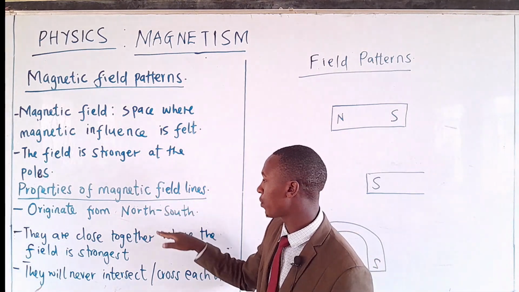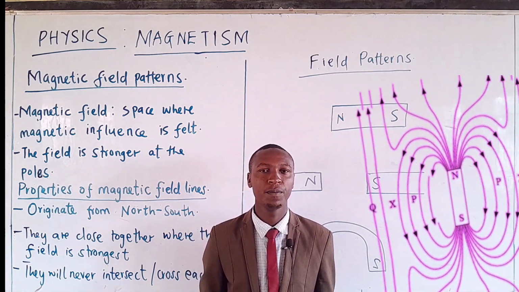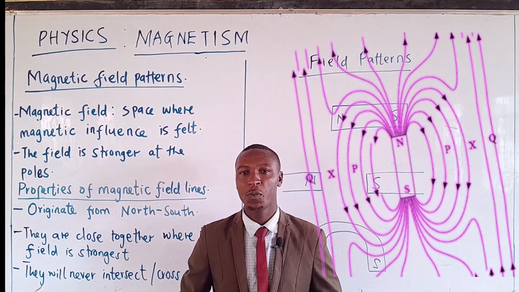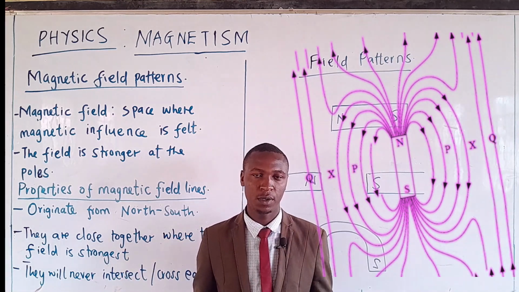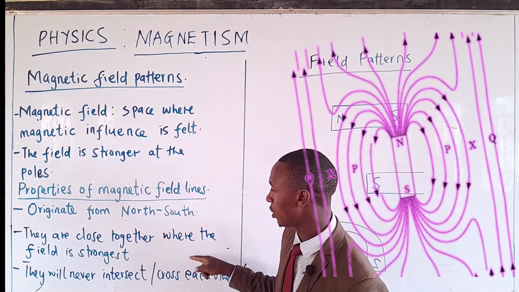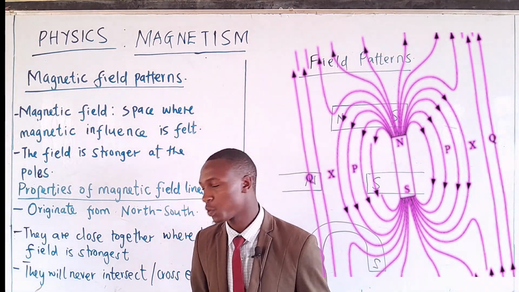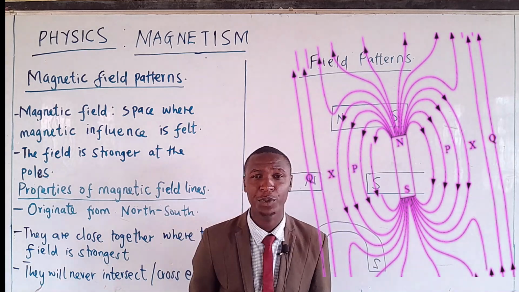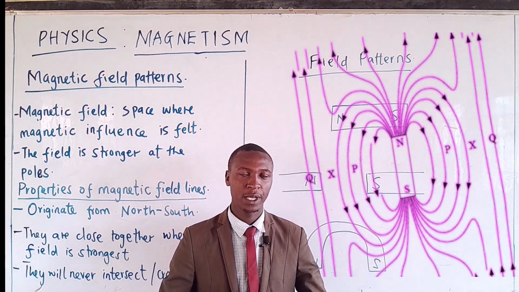Now, they originate from the north to the south. I think we have mentioned that before, that the magnetic field lines will always originate from the north going to the south. Now, the second property is that they are closer together where the field is strongest. So where the field is strongest, as we're going to see in our example here, the field lines are going to be really close together.